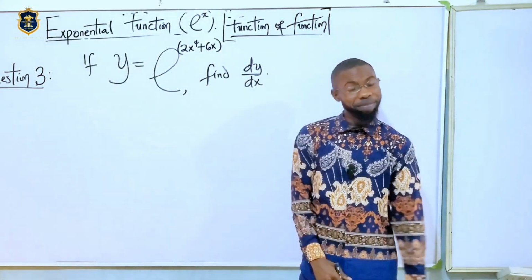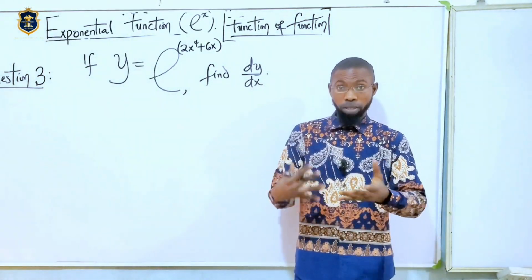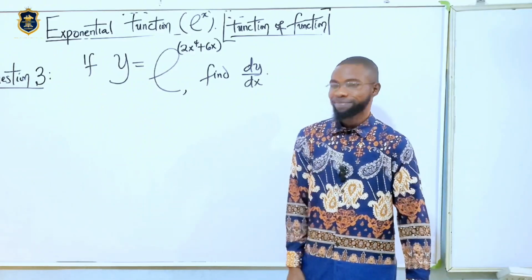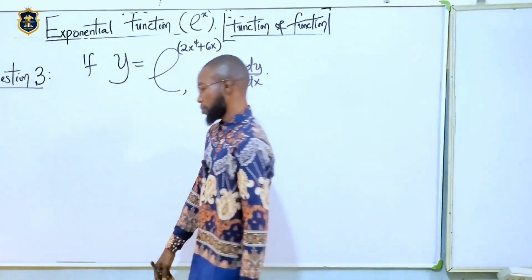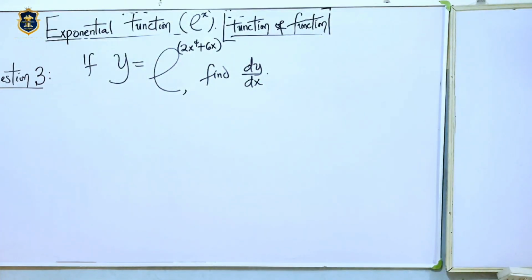Alright, so question 3. We are building gradually, right? I'm sure you understand what we're doing. Let's go. Number 3, simple. Solution, method 1.